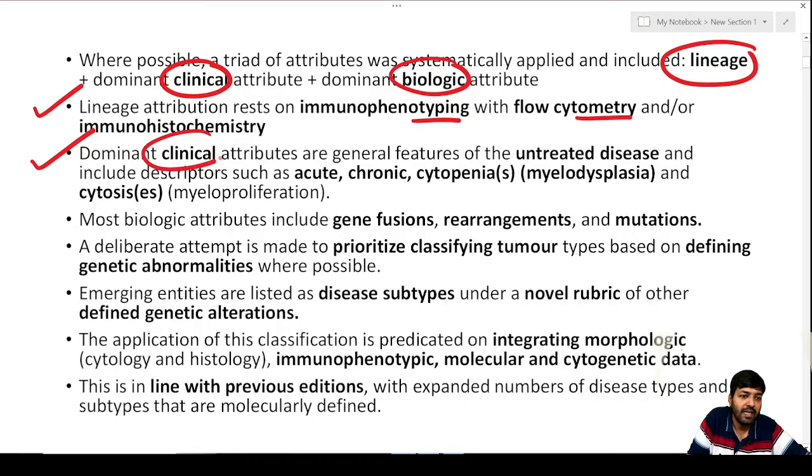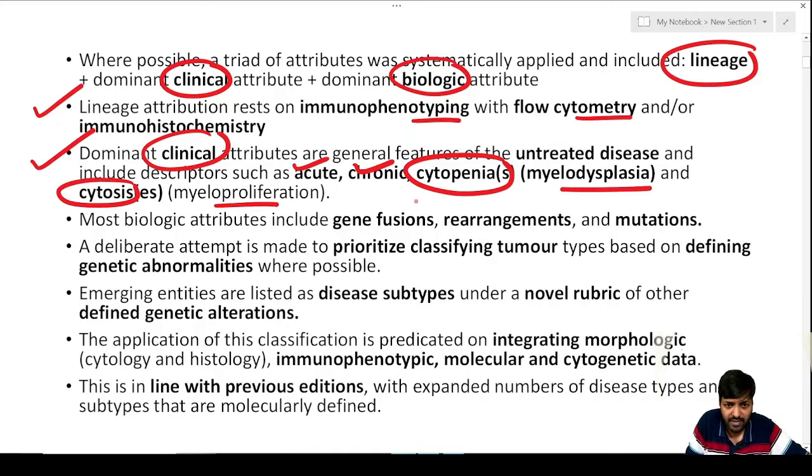Clinical attributes mean whether it is acute or chronic, what cytopenias we can see, whether dysplasia or myelodysplasia is present, or cytosis or myeloproliferation is present. Then we have biological attributes, like all the different kinds of cytogenetic entities: genetic fusions, rearrangements, or any kind of mutations that we see.